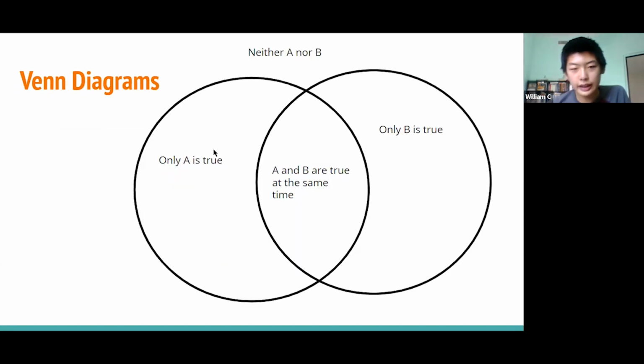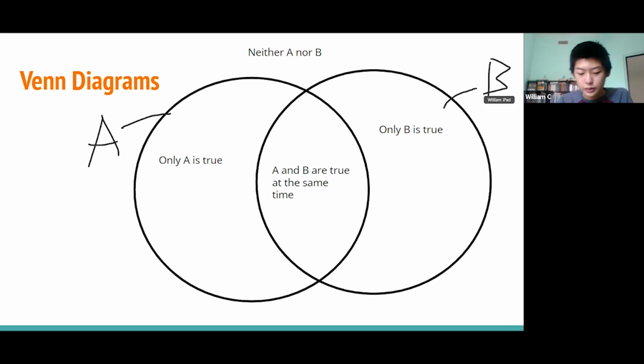Now let's talk about Venn diagrams. Venn diagrams are a good problem-solving strategy. Separate them into two or more circles. This circle is if A is true. This circle is if B is true. So the stuff that's only inside this circle is where only A is true.